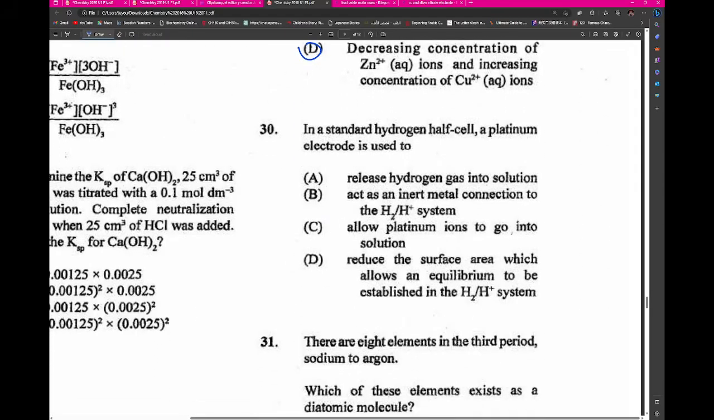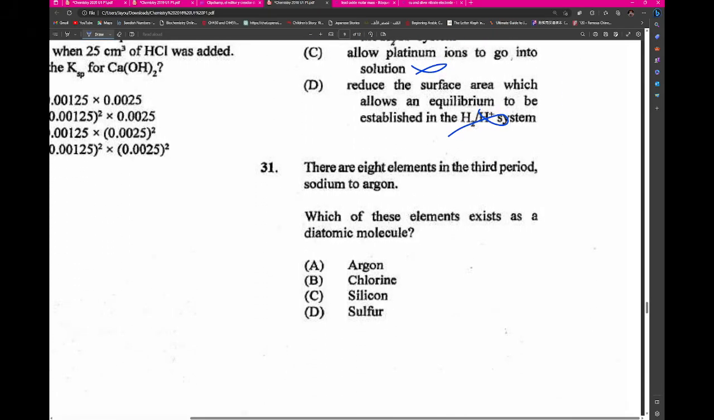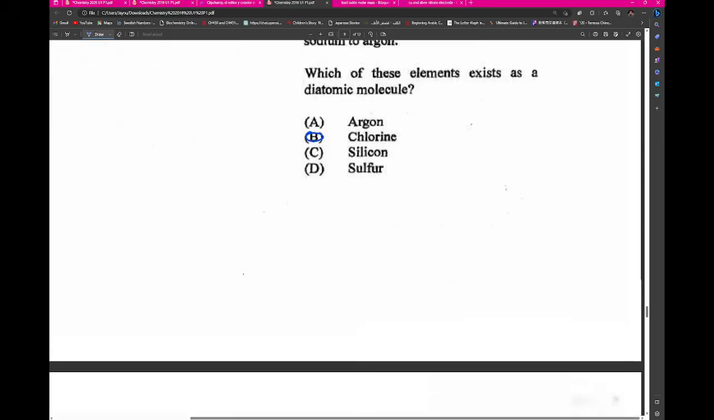Alright. Standard hydrogen half cell. A platinum electrode is used to, what is it used to? Release hydrogen gas into solution. Not really. Act as an inert metal for the connection. Okay, could be. Reduce the surface area. No, it increases surface area. So B would be the best answer. Alright, so there are 8 elements in the 3rd period. Which one would be the diatomic molecule? You know that diatomic molecules would be the halogens, chlorine.